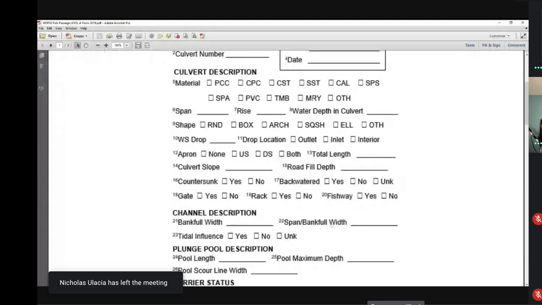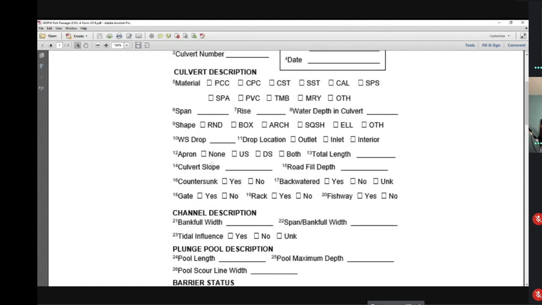That's going to give you a ratio. And that was one of the decision tree points. Is your culvert span bankfull width greater than 0.75? What that means is your culvert is too small for the stream. And if it's more than 25 or 75%, then you're going to have to get more information, which would be a level B. You guys don't have to have that down now, but I'm going to come back to the span bankfull width.